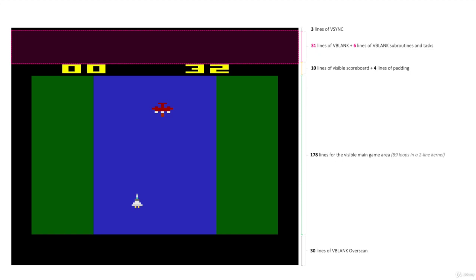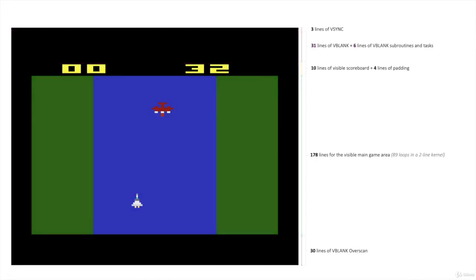Okay, so I went ahead, I counted the instructions, the clock cycles, I counted how many lines they were using, and inside our vBlank area, we have 31 empty lines of vBlank plus 6 scan lines of vBlank subroutines and tasks. Right, so all those subroutines, those instructions, they are taking a total of 6 scan lines. Therefore, I have a total of 31 plus 6, right, to reach my recommended 37 scan lines of vBlank. So that takes care of the vBlank section.